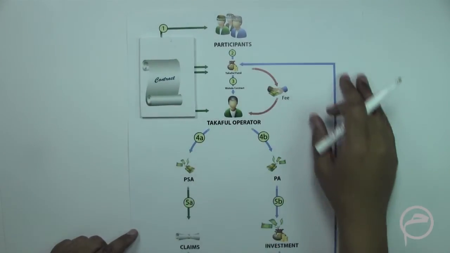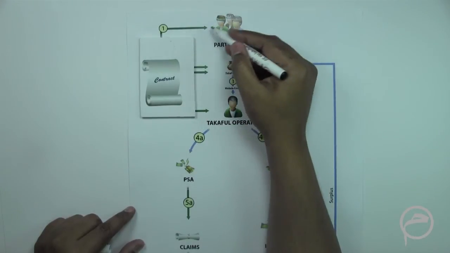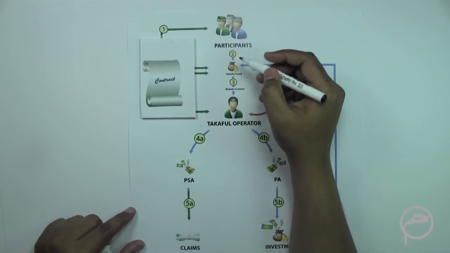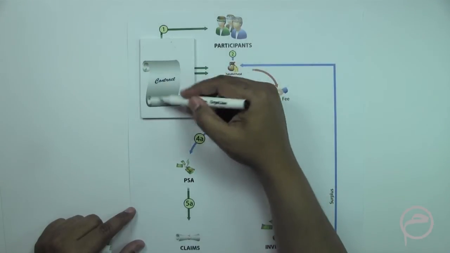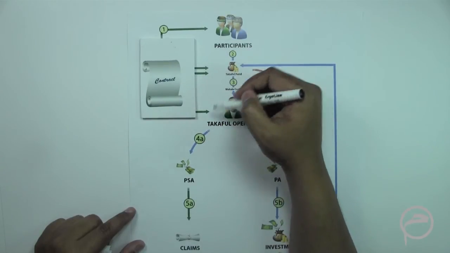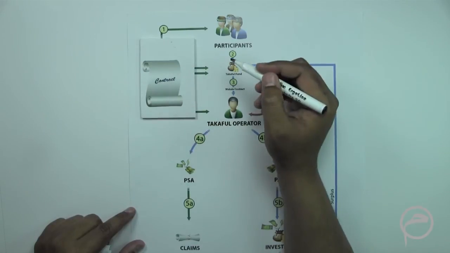Now let us look at this structure. This is basically a Waqf model. In the Waqf model, the participants contribute their participation amount into the Takaful fund. Now the principle which is used to create the relationship between the participants, the Takaful fund and the Takaful operator is the principle of Waqf.